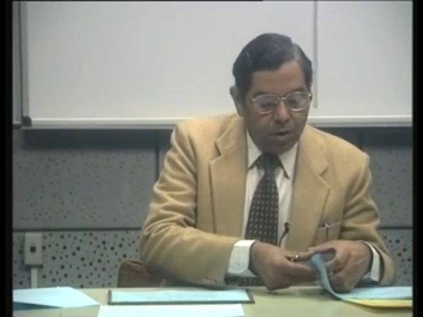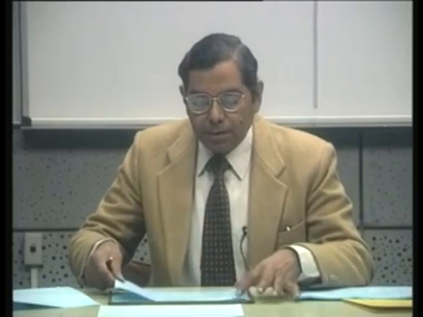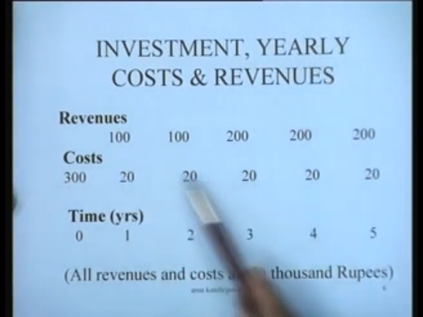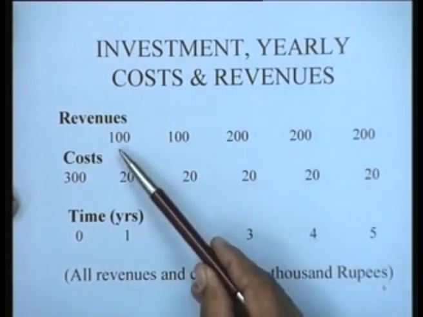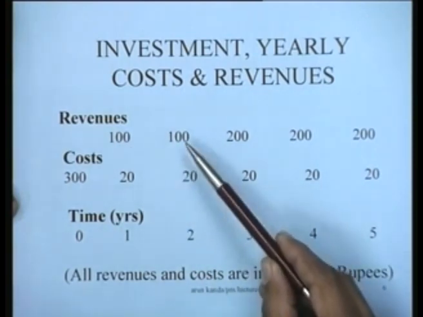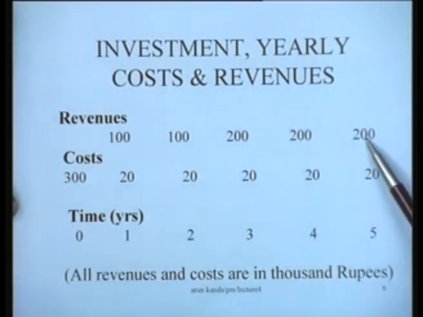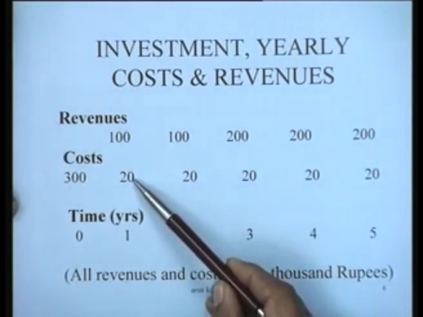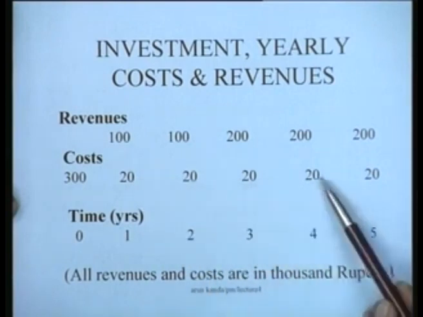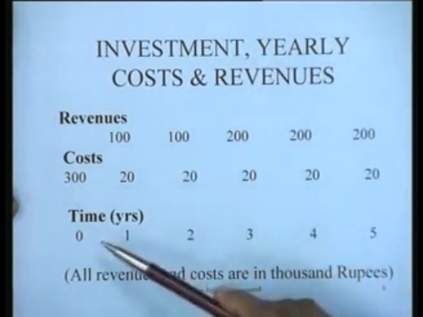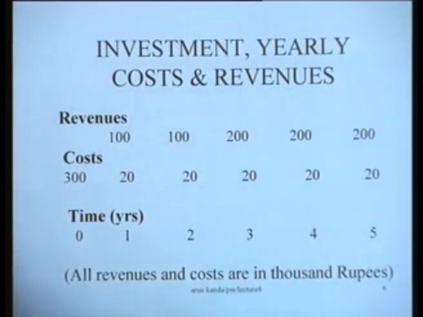From the data of investment, yearly costs and revenues which we have estimated, let us put it down on a time scale. If we take all revenues and costs in thousands of rupees, the revenues are 100 in the first 2 years and 200, 200, 200 in years 3, 4 and 5. Similarly, there is a cost of 300, that is the investment right in the beginning, and there is an annual cost of operation which is to the tune of 20 taken each year. This is therefore the data that we have on investments, revenues and costs for this particular project.